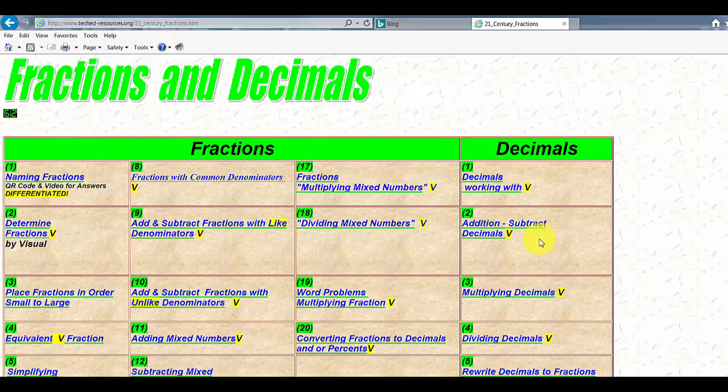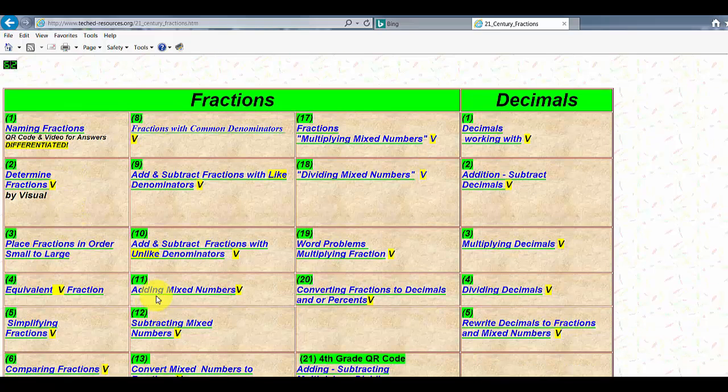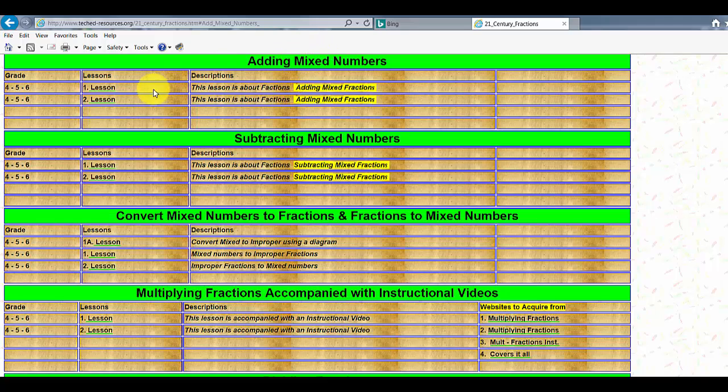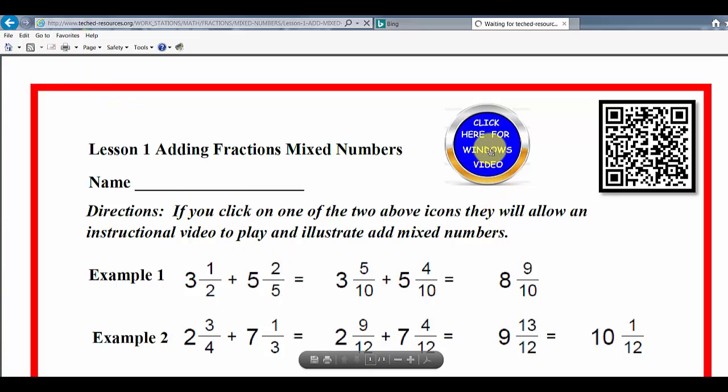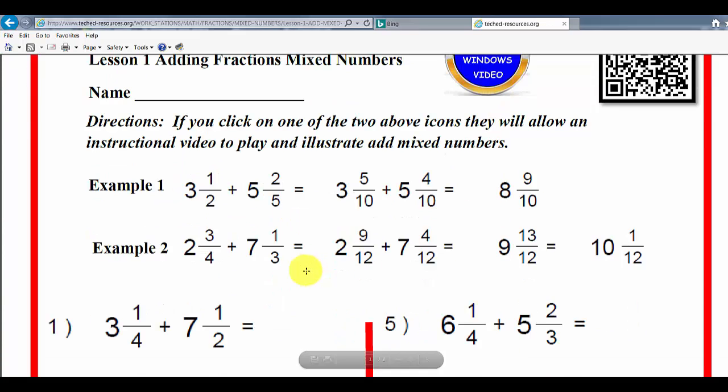And here's some decimals over here. We'll jump to those later. But this all came from teachers telling us what needed to be taught in the classroom. For example, adding mixed numbers. Okay, I'm going to click on that. And here's adding mixed numbers. Here's a lesson, and when you click on it, we provide for you a video and several examples.